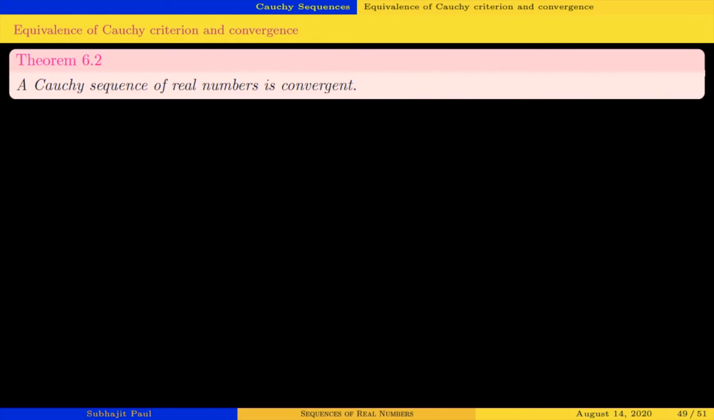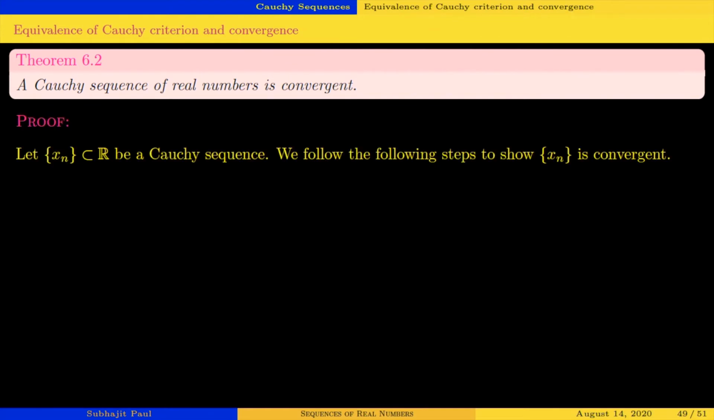Next, equivalence of Cauchy criterion and convergence. A Cauchy sequence of real numbers is convergent. Proof: let xn be a Cauchy sequence of real numbers. We follow the following steps to show xn is convergent.